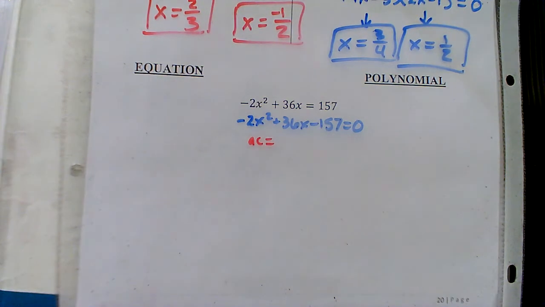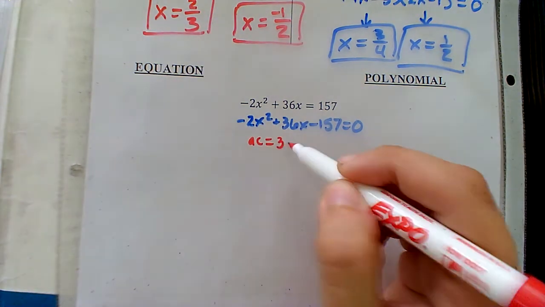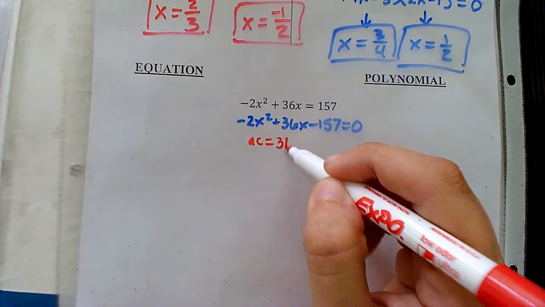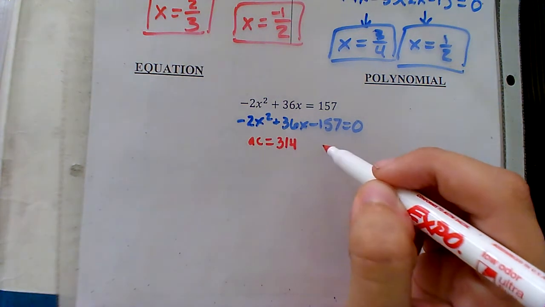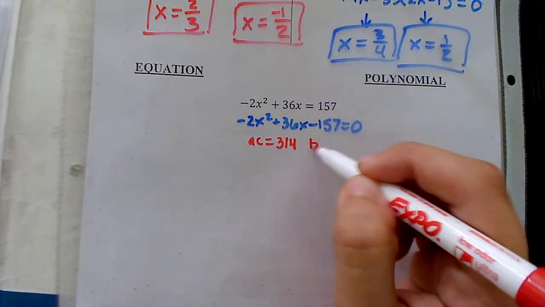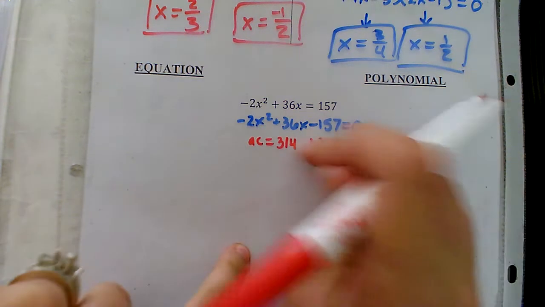All right, we might need a calculator's help for this one. -2 × -157. 3/14. Yep. All right, b = 36.